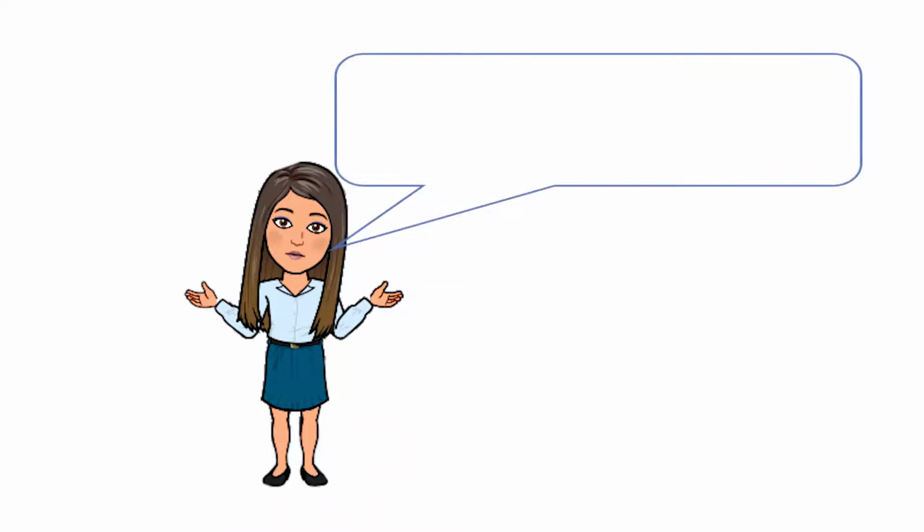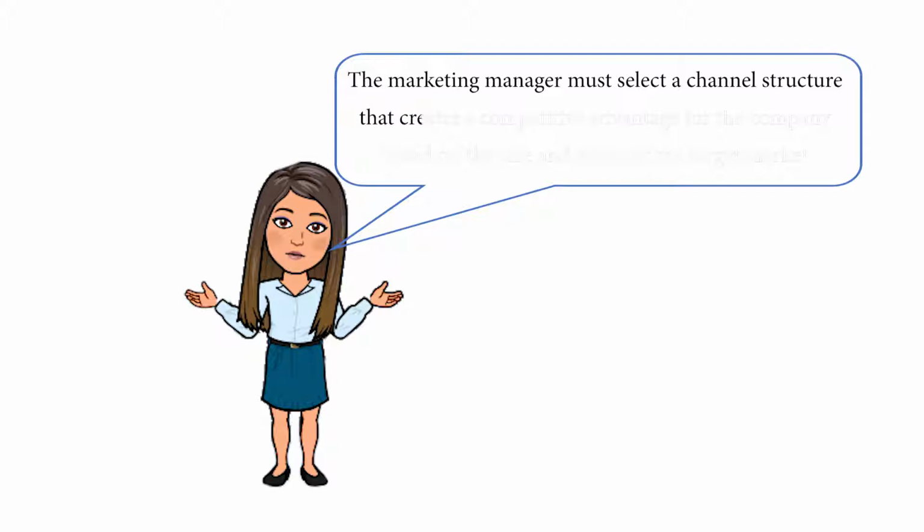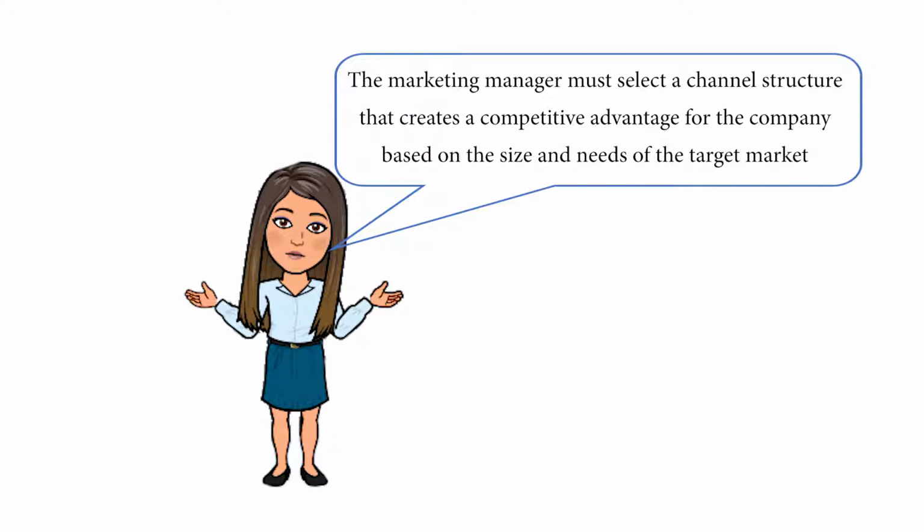As you have learned from other resources provided for this topic, companies face choices when they structure their distribution channels. Would it make sense to sell directly to customers but use intermediaries to sell to others? How to choose? The marketing manager must select a channel structure that creates a competitive advantage for the company based on the size and needs of the target market.